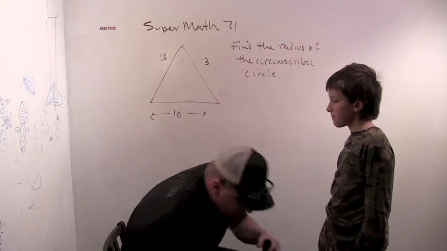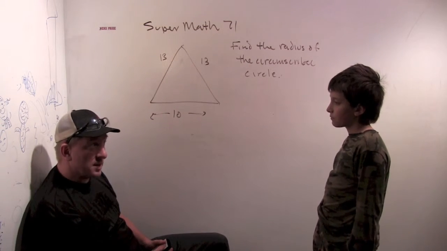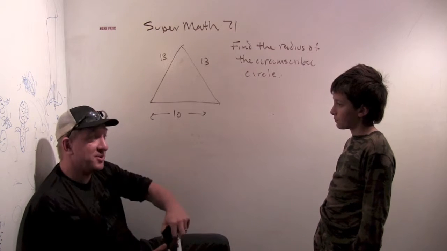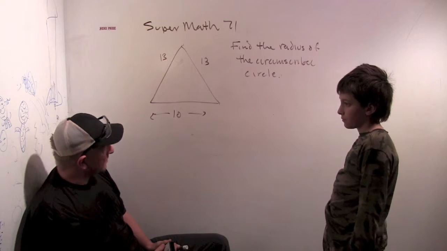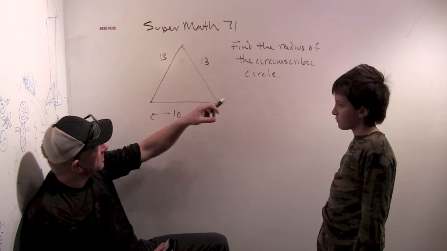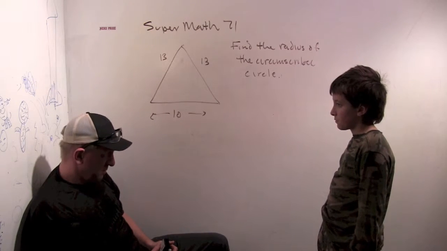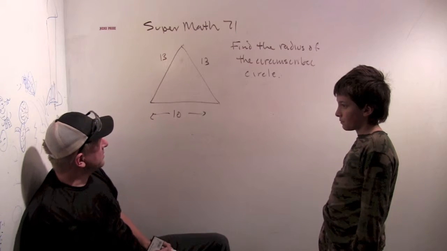SuperMath 71. I was traveling today, but I had to work through a few problems in the challenging problems section. Not the challenge problems, the challenging problems in our chapter about triangles. And one of them was about finding the radius of the circumscribed circle of an isosceles triangle. Do you remember that? Yeah. Okay. So we're going to try to work through an example here and just see how it goes.